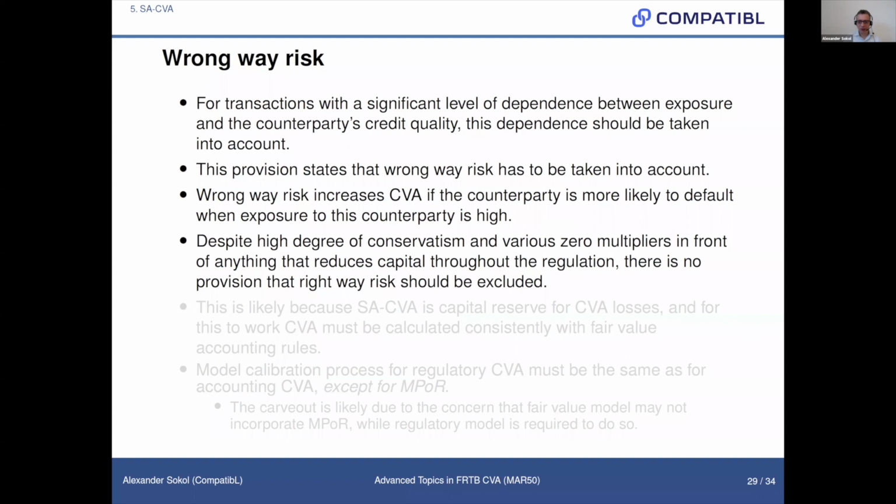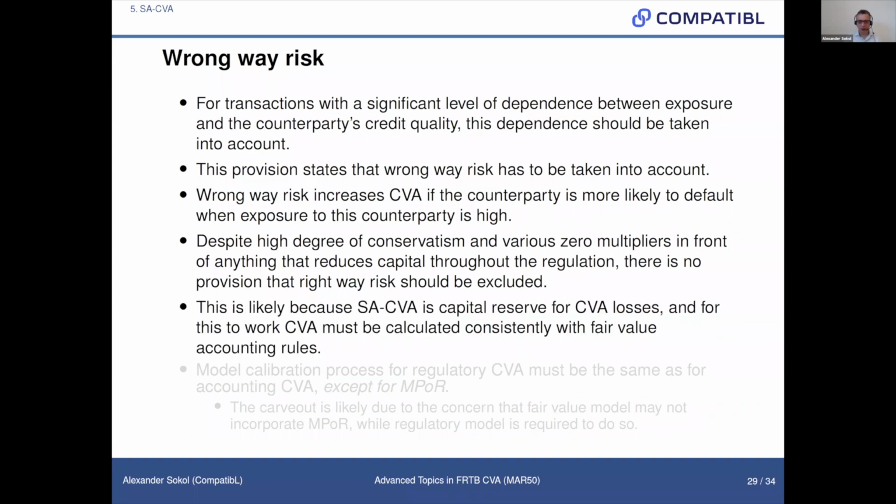So it can go both ways, and in fact, it can not only increase your capital but also decrease it. And perhaps this is done because if you didn't do it, then the CVA that you report would be out of alignment with what the capital is computed on, and that's not the purpose of this regulation, which is to protect against the changes in accounting CVA. So I think that a certain degree of alignment was required. So perhaps that was the reason why right way risk is also not excluded.